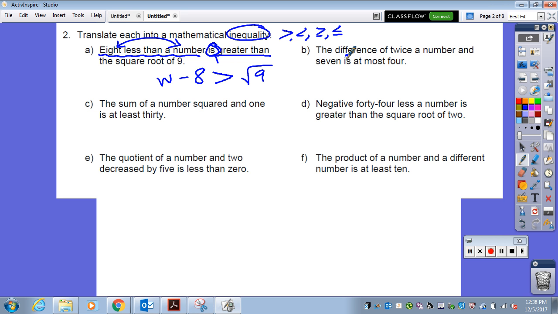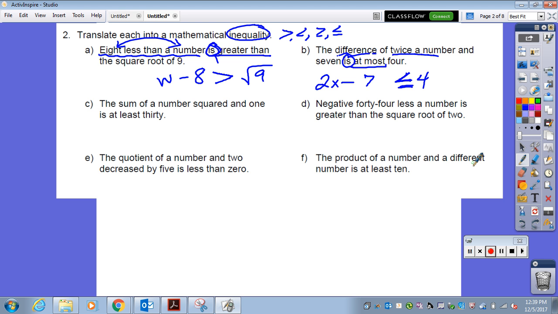B. There's the word is at most. Is at most means is less than or equal to. At most means the most it could be. So it can be equal to or it could be is less than, but it can't be greater than. So the most it could be is 4. Is at most 4. The difference of twice a number and 7. So difference means subtraction. The difference of twice a number and 7 is at most 4. Remember that twice a number is not x squared. Could you put x squared? No.